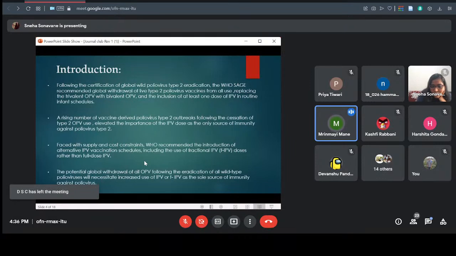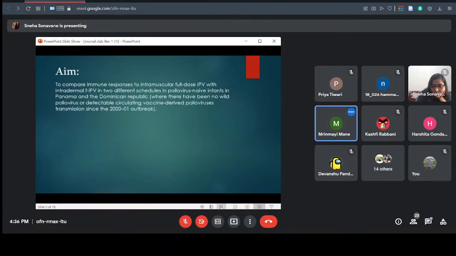The potential global withdrawal of all OPV following the eradication of all wild-type polioviruses will necessitate increased use of injectable polio vaccines or fractional injectable polio vaccines as the sole source of immunity against polioviruses. Next slide.